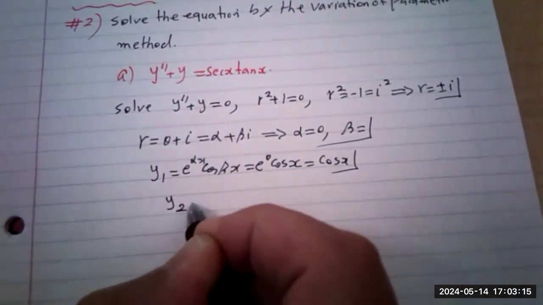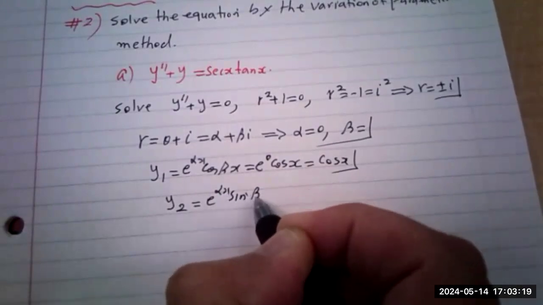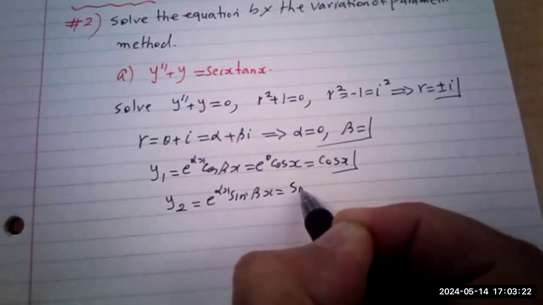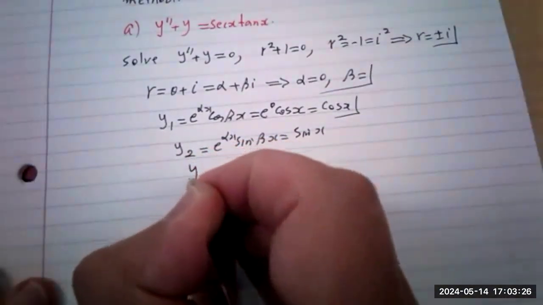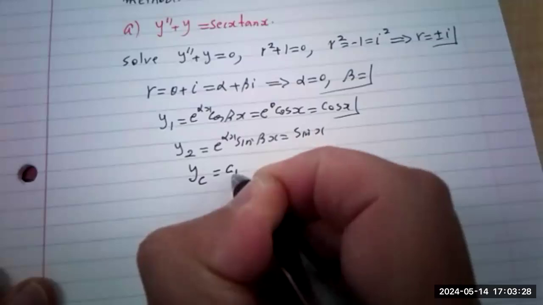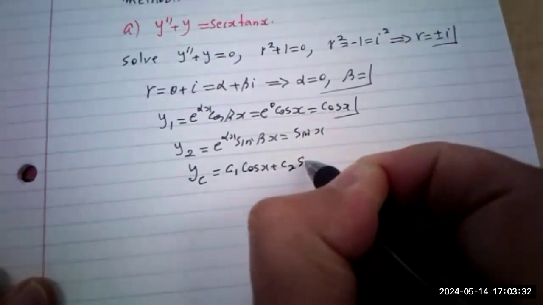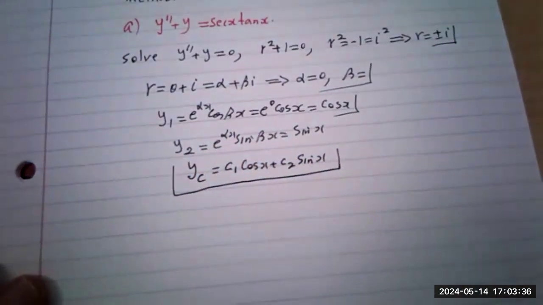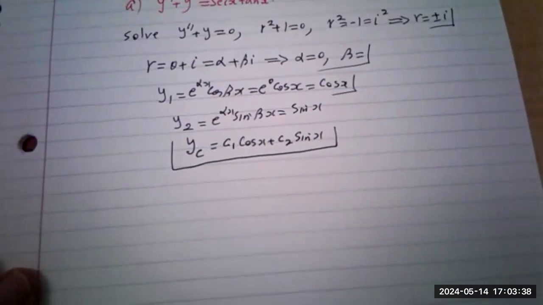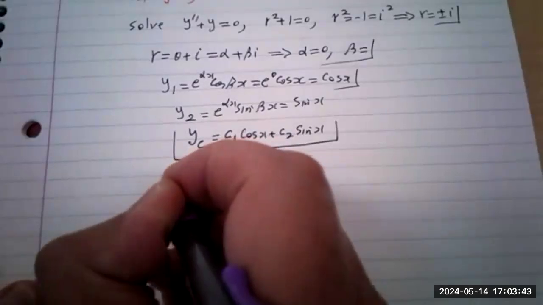Then you get y2, the same thing, e to the alpha x sine of beta x, which is going to be sine x. So you introduce your yc. So yc would be c1 cosine of x plus c2 sine x. So this is going to be yc. Okay, any question?